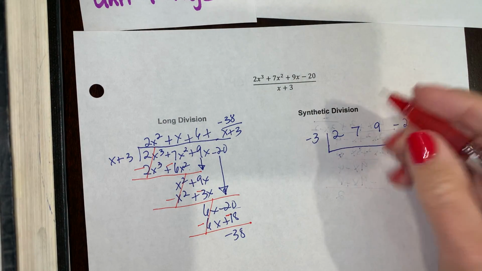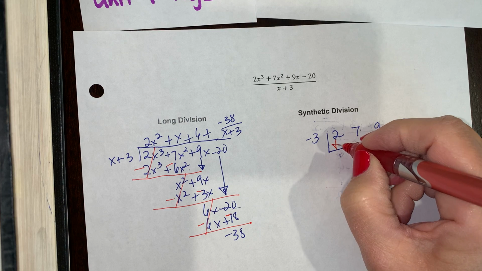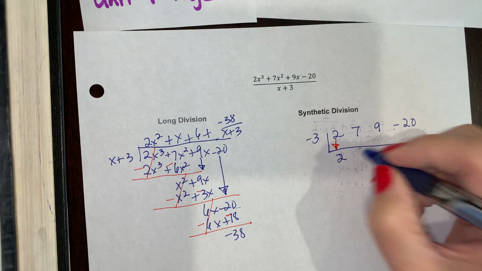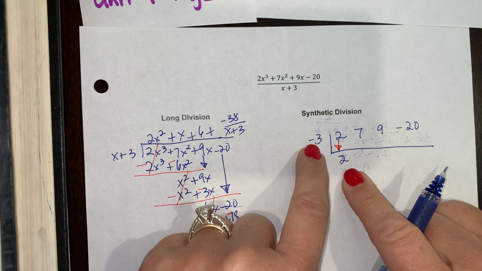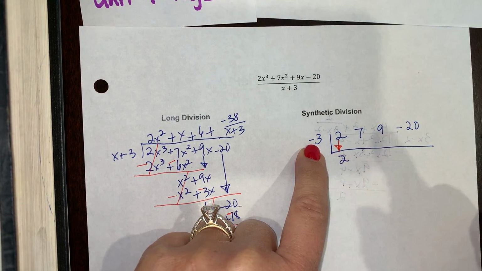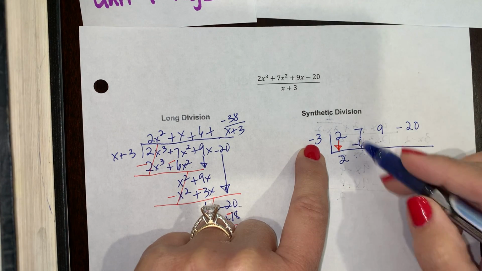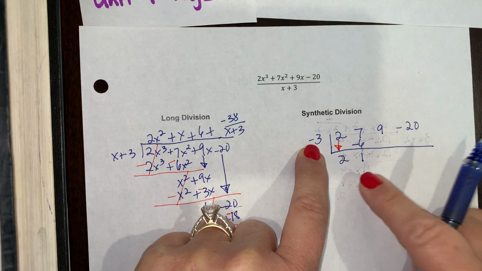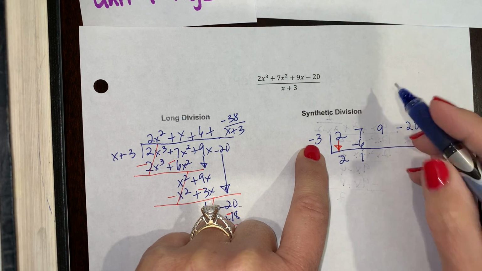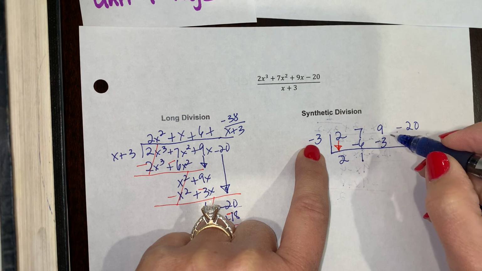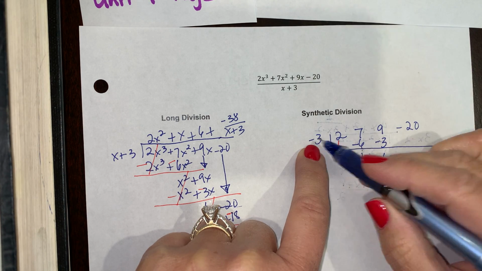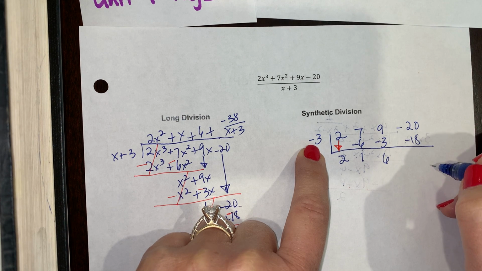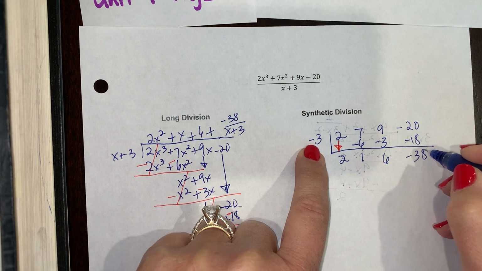Okay, so the first step is you're just going to drag this 2 straight down. So that's a 2, and then you're going to multiply. So negative 3 times 2 is negative 6. And then you're going to add the 7 and the negative 6 together. So that's going to be 1. And then negative 3 times 1 is negative 3. You're going to add together 9 and negative 3, which is 6. You're going to multiply negative 3 times 6, which is negative 18. And then you're going to add those together, and there's negative 38.